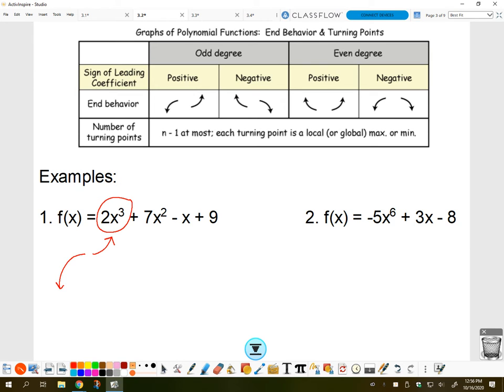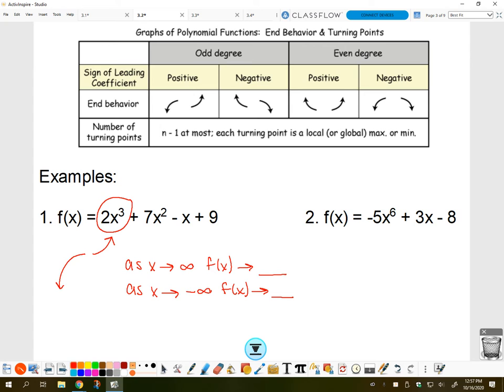Now if I ask you to describe end behavior, I expect to see statements that look like this. As x approaches infinity, then f of x approaches what? As x approaches negative infinity, f of x approaches what? So a lot of times this will suffice for end behavior. But if I ask you to describe the end behavior, and that's the only question you're being asked, I'm going to want you to fill in these two statements.